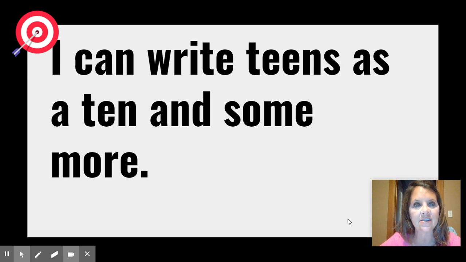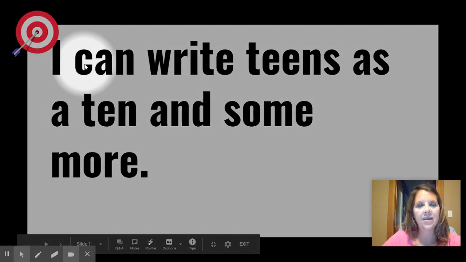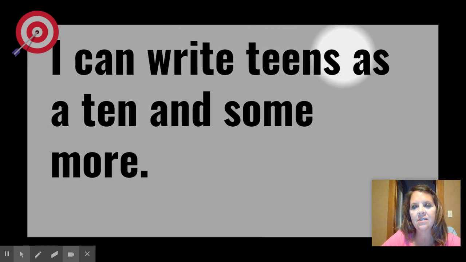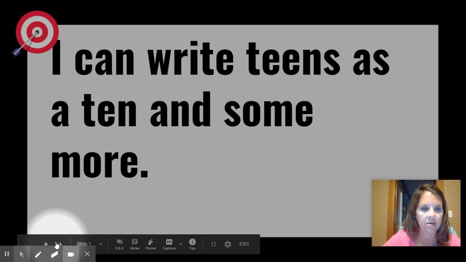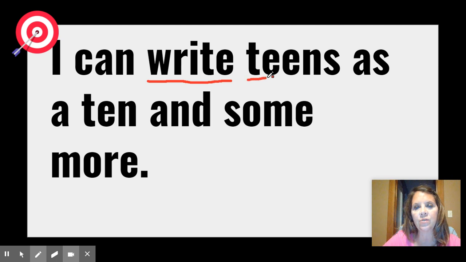So our learning target today says this. It says, I can write teens as a 10 and some more. So today what you're going to be doing is writing out teens, but you're going to write those teens as a 10 plus more. Okay? So when we're all said and done, that's what you will be able to think back and figure out if you're able to do.